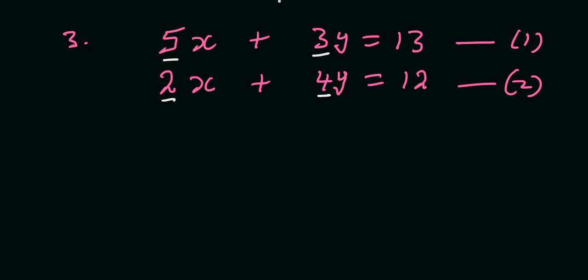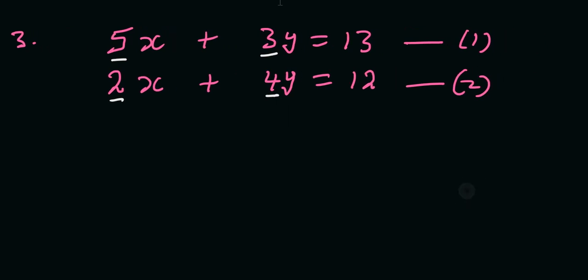So we are going to multiply the whole of equation 1 by the number that can multiply 5 to give us 10. You know, 2 times 5 is 10. So let's multiply the whole of equation 1 by 2. And in equation 2, 2 times 5 is 10, so let's multiply the whole of equation 2 by 5.